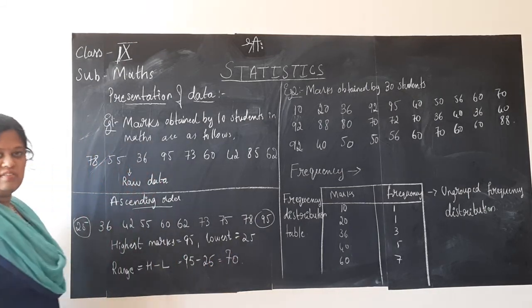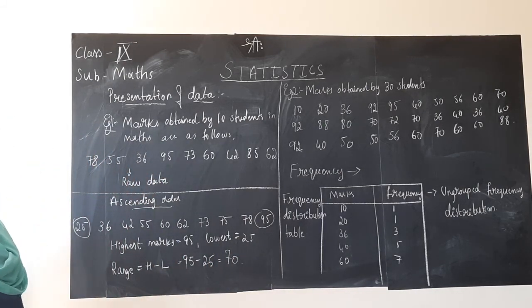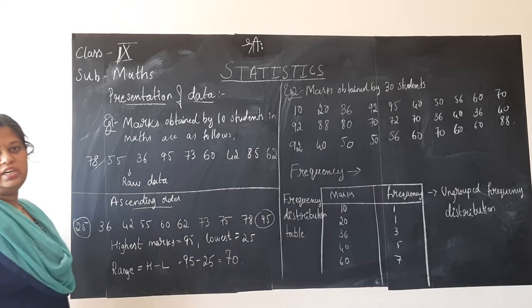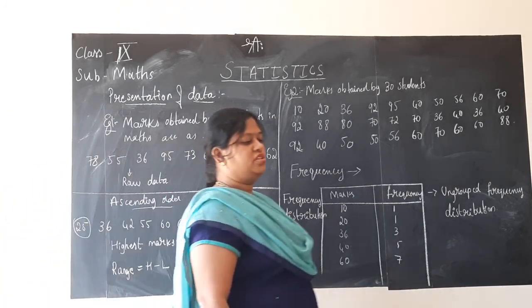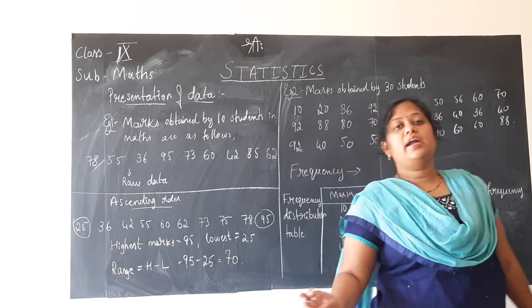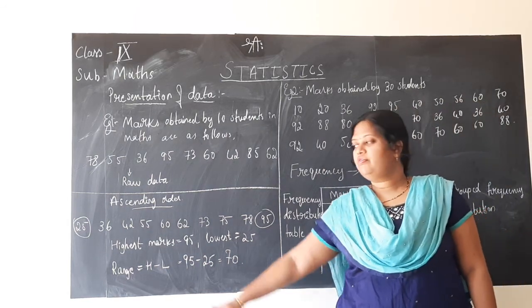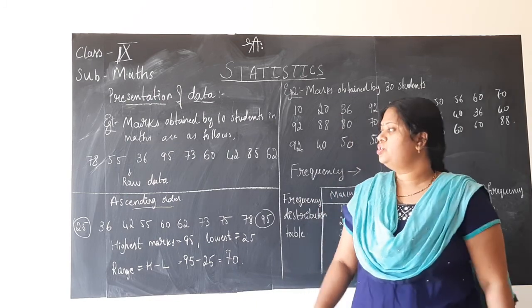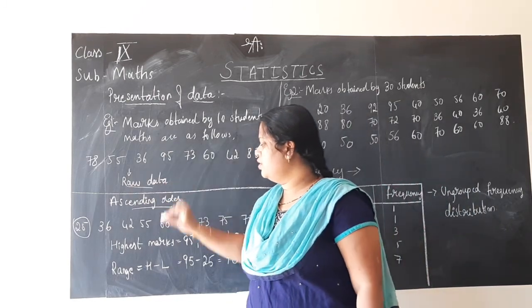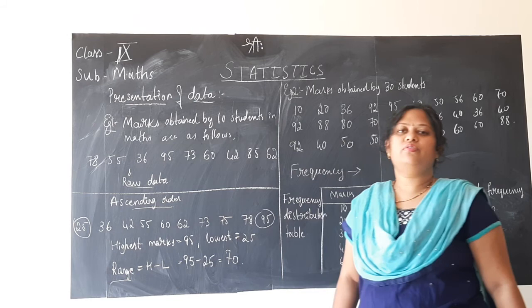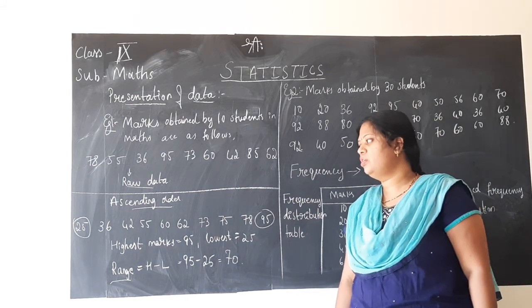The difference is 70, isn't it? So what is the range of the scores? Range is 70. Whatever the given information is, search for the highest value and the lowest value, and subtract one from the other. The difference gives you the range. So raw data is one new word you learned, and range is one new word you learned. Please make a note of it.